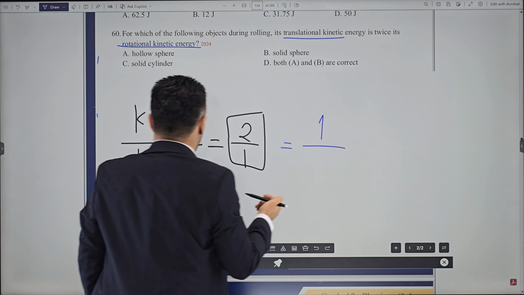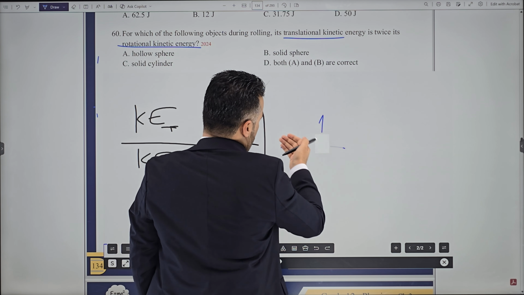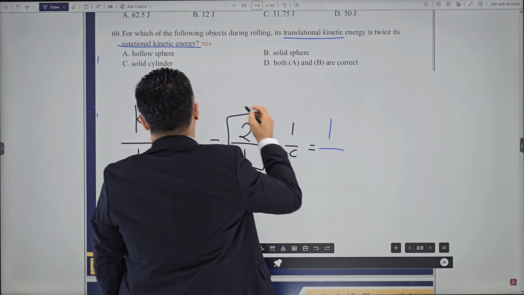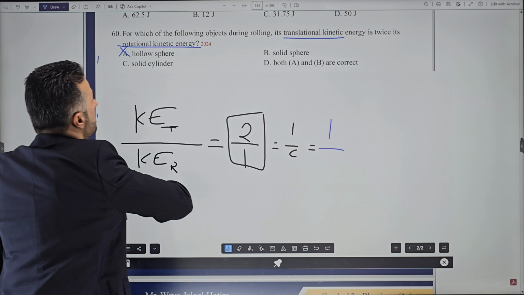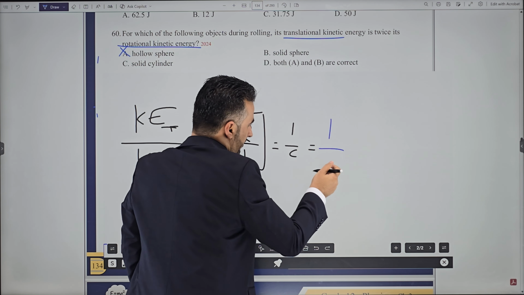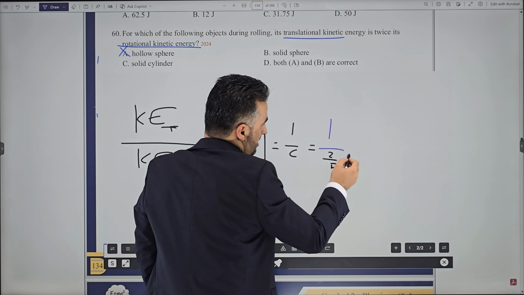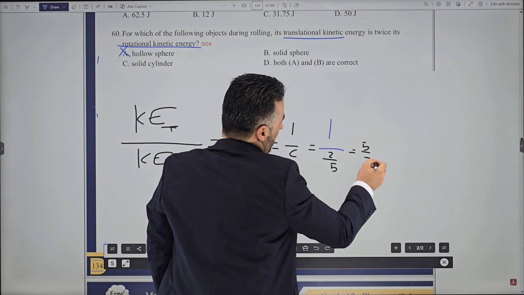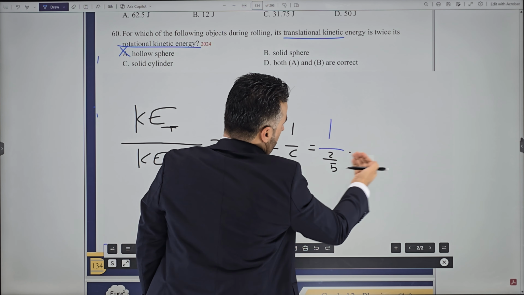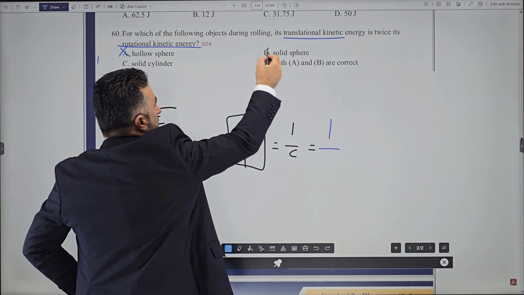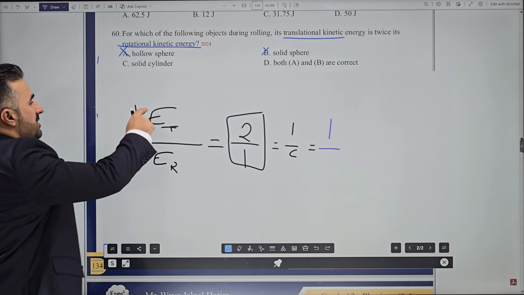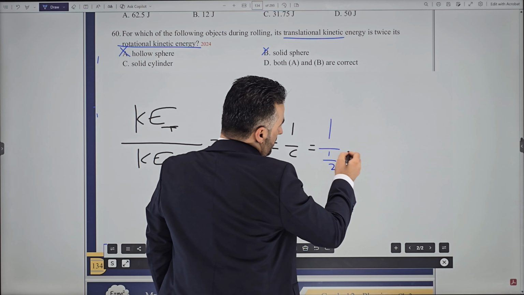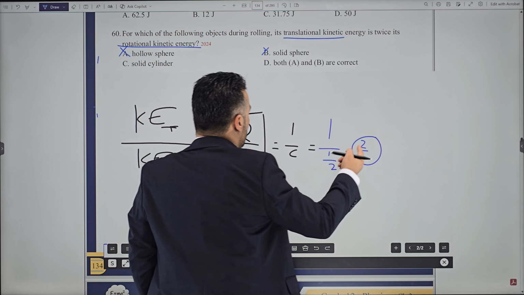Now, what about the second one here? Don't forget, let's just write this one instead as well. So we said 1/C. The first one didn't work, so it is not a hollow sphere. What about the second one? Solid sphere. 1/C. What is C for a solid sphere? That is 2/5, yes? So once again, the 5 goes up. That'll be 5/2. Again, that is not 2/1, so it is not this one either. So it is not the second option. Now, try the third option, solid cylinder. What is the C for a solid cylinder? It is 1/2, yes? So this 2 goes up, it becomes 2/1, and that is the correct answer here.